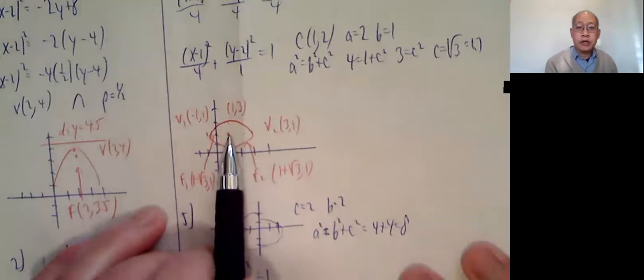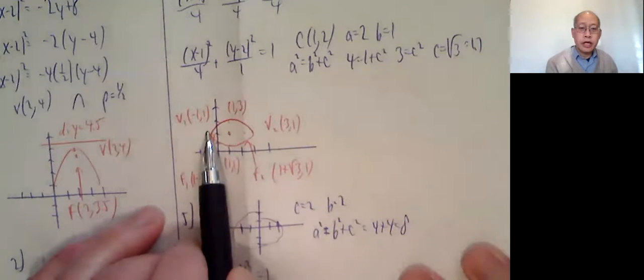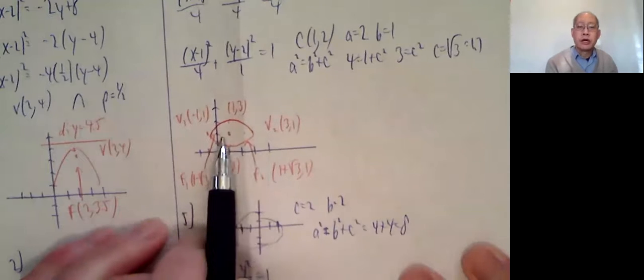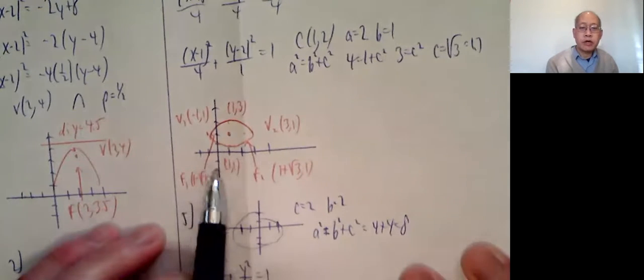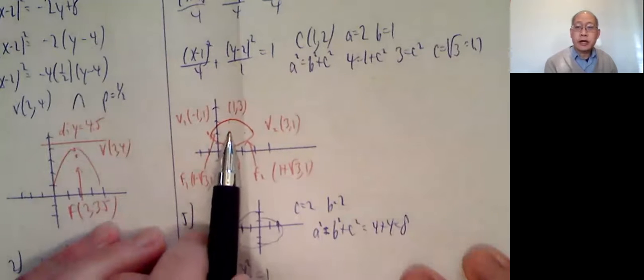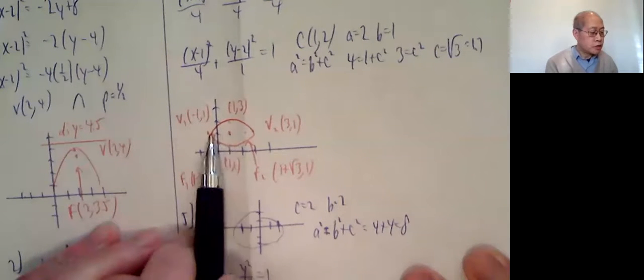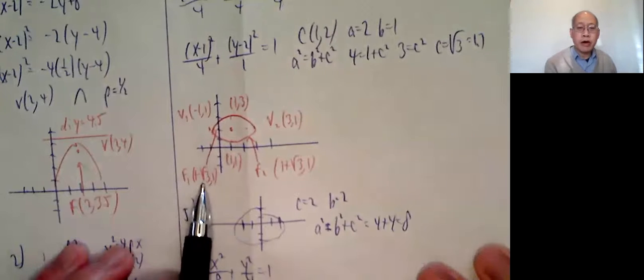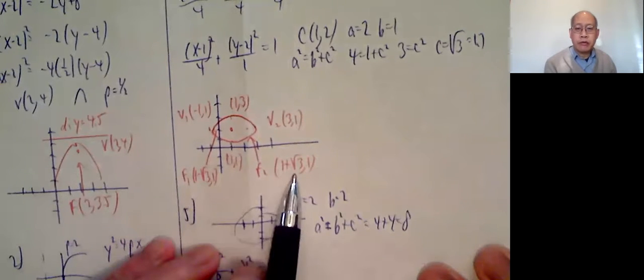So center is 1, 2. I go 2 to the left, 2 to the right, giving me vertices of negative 1, 2, and 3, 2. I go 1 unit up and down, 1, 3, and 1, 1, which aren't any special names. And the two foci, I go square root of 3, 1.7 to the left, 1.7 to the right. So my foci are 1 minus radical 3, 2, and 1 plus radical 3, 2.